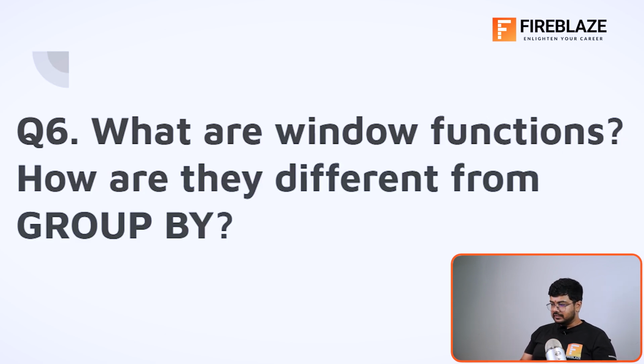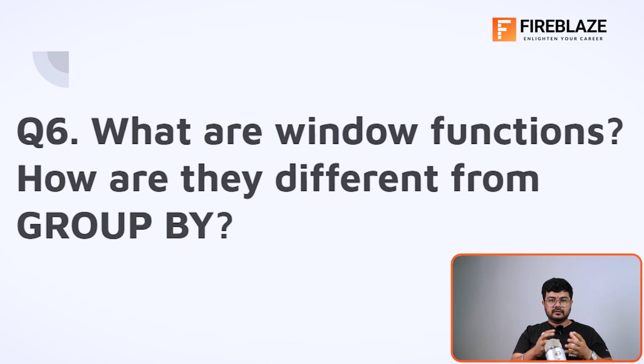Moving on to the next question, that is, what are window functions? How are they different from group by? Alright, so let me try to answer this. So group by as well as window functions tend to perform the same kind of operation, which is aggregation. So there are some kind of aggregation functions in window functions, and group by in itself performs aggregation. But there is a key difference between the two.